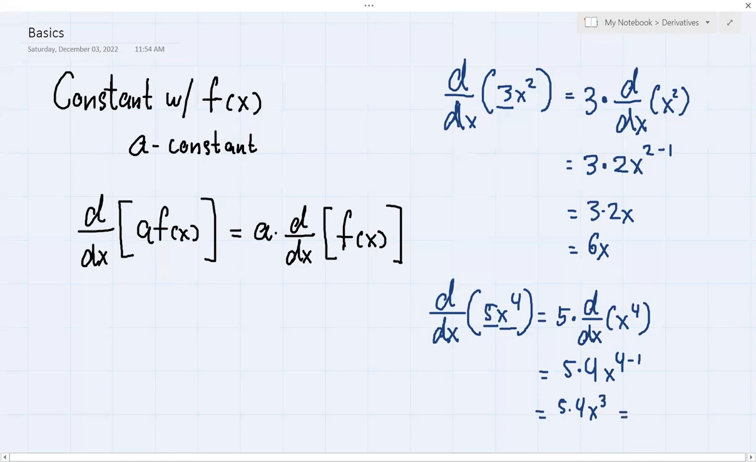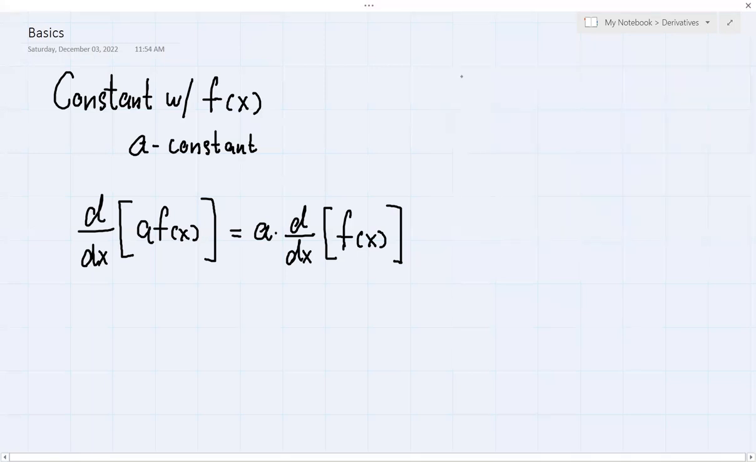So, therefore, kung i-multiply natin sila, magiging 20x cubed. O, di ba? See? Okay? So, you see the whole point here? Basically, kapag meron kang constant, tapos meron kang katabi na function, ang gawin mo lang is, ikopya mo lang si constant, tapos kunin mo lang yung derivative ng function. Or yung katabi niya, basically. Yun lang.